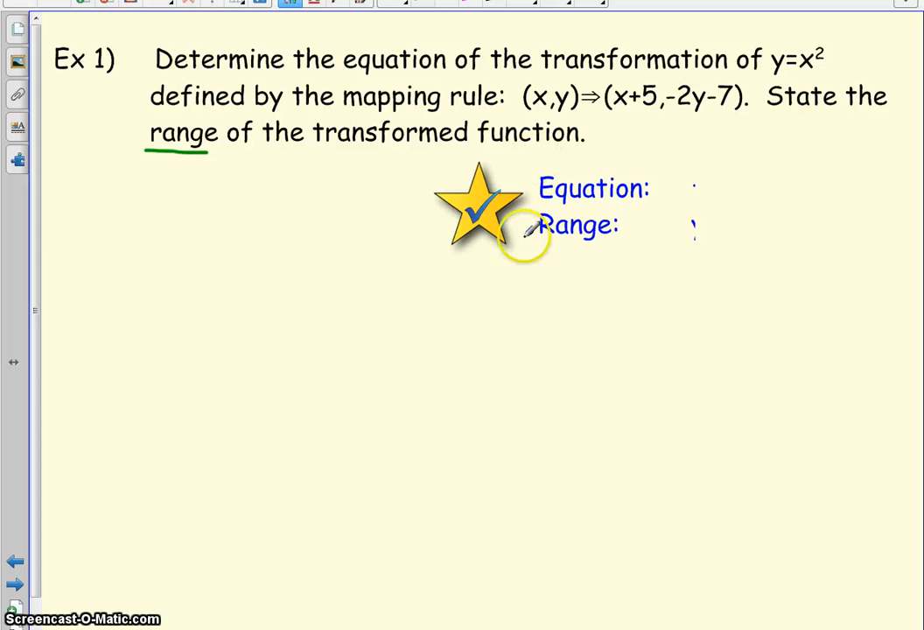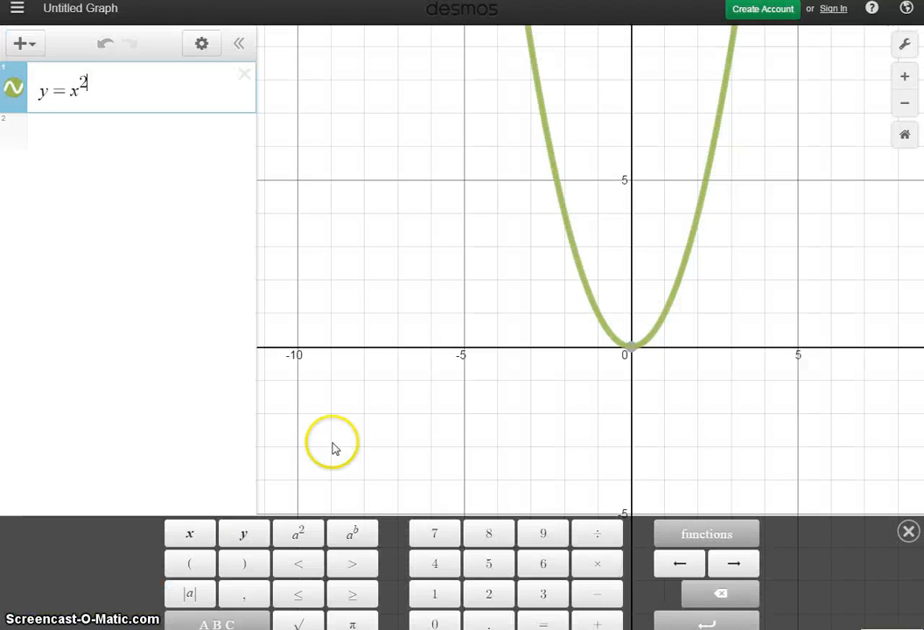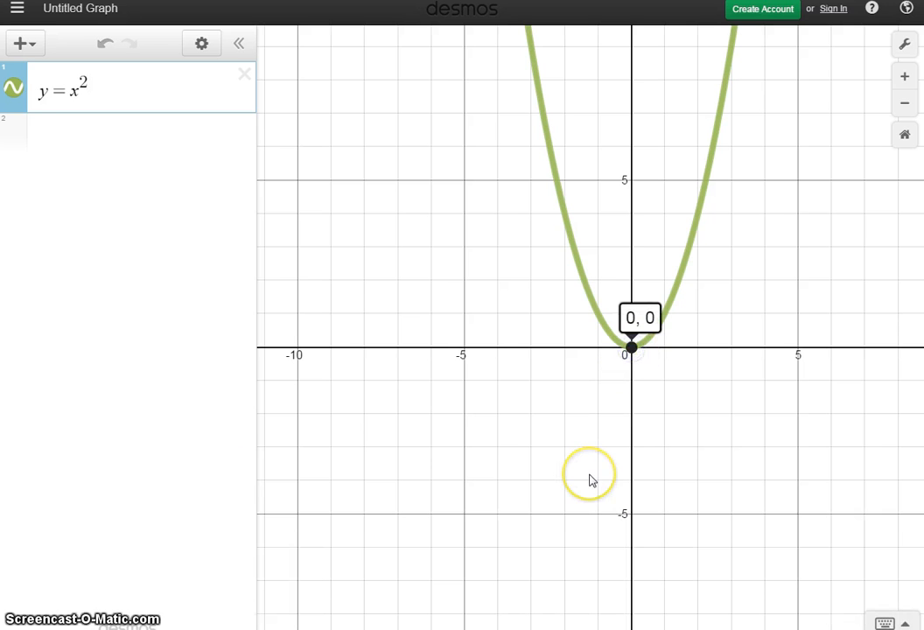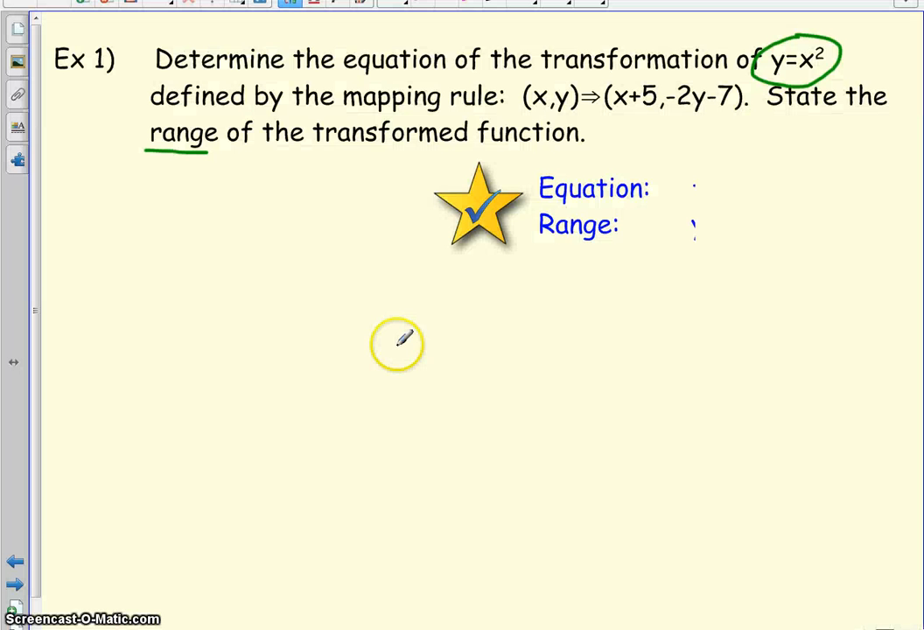Okay, so first, to remind us of how mapping rules work, let's take a look at my original graph, which is y equals x squared, because my new equation is a transformation of this one. So here's y equals x squared, and I've done some transformations to it, and it's going to create some new parabola. Now, one thing I want to point out here is that the vertex on y equals x squared is at (0, 0). Remember, what the mapping rule is for is to give me image points that correspond to original points on y equals x squared.